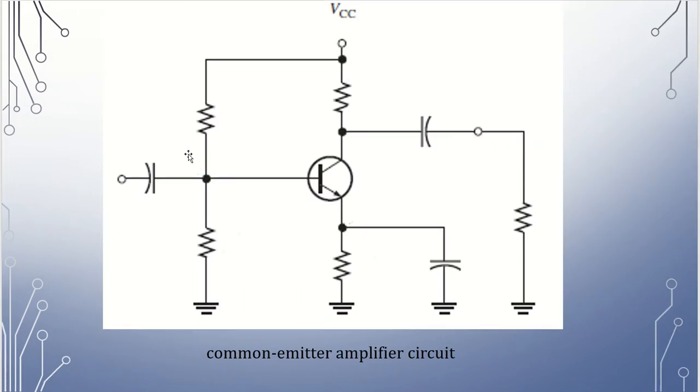This is the common emitter amplifier circuit, with collector voltage Vcc. This is the transistor, capacitor 1, capacitor 2, and capacitor 3. These are the grounds. Resistor 1, resistor 2, resistor 3, resistor 4, resistor 5.